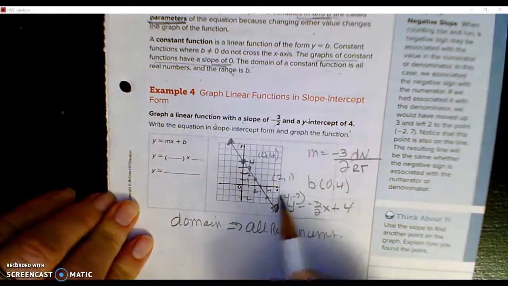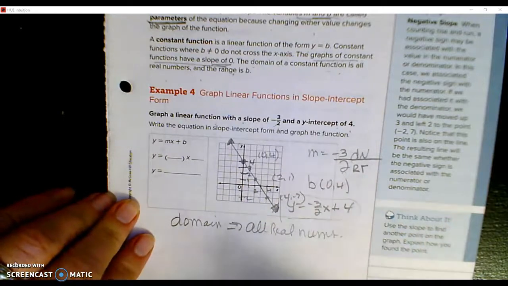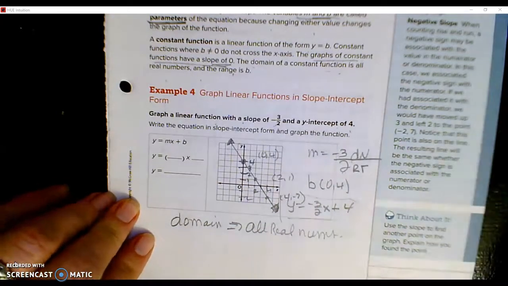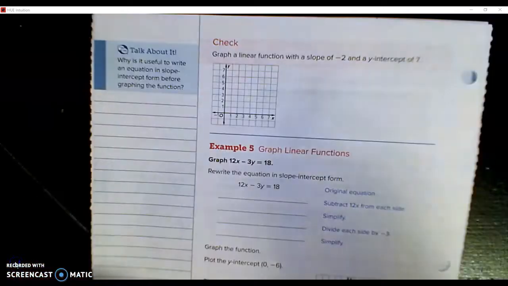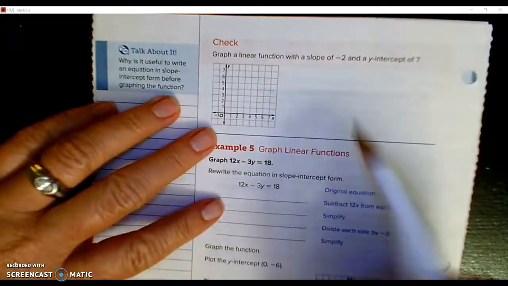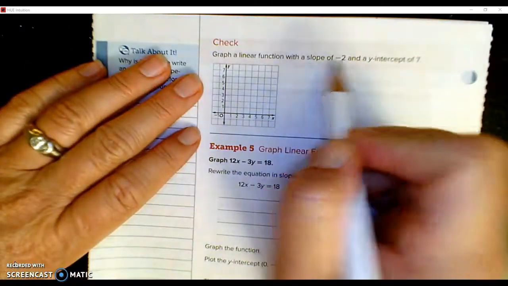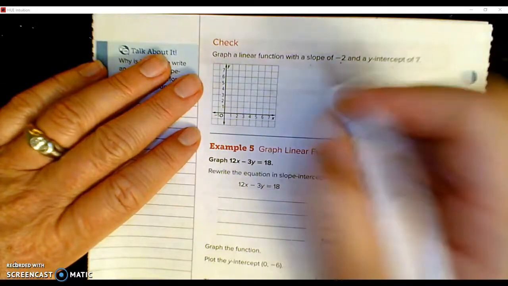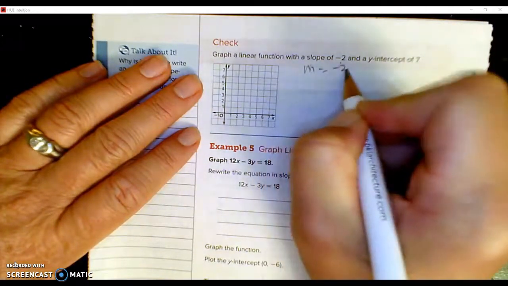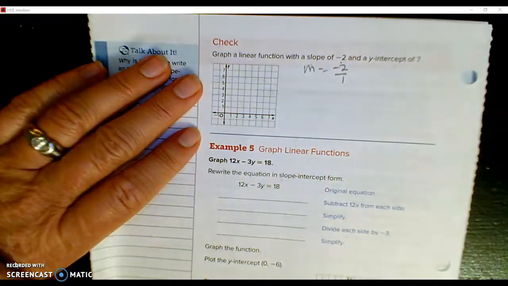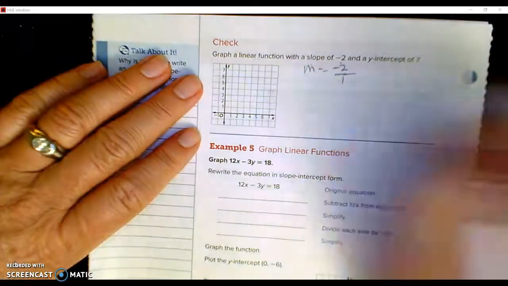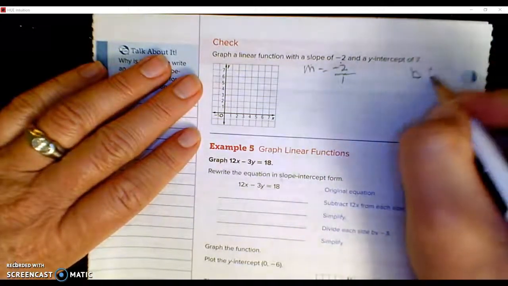Y equals -3/2 x plus 4. Now, that's one way of graphing it. We'll talk about others in person, I think. For this check, we'll do this check together. Graph a linear function with a slope of -2 and a y-intercept of 7. So my slope is -2 over, guess what? 1. Yep. Put it over 1. That way I can do my movement for a horizontal movement.